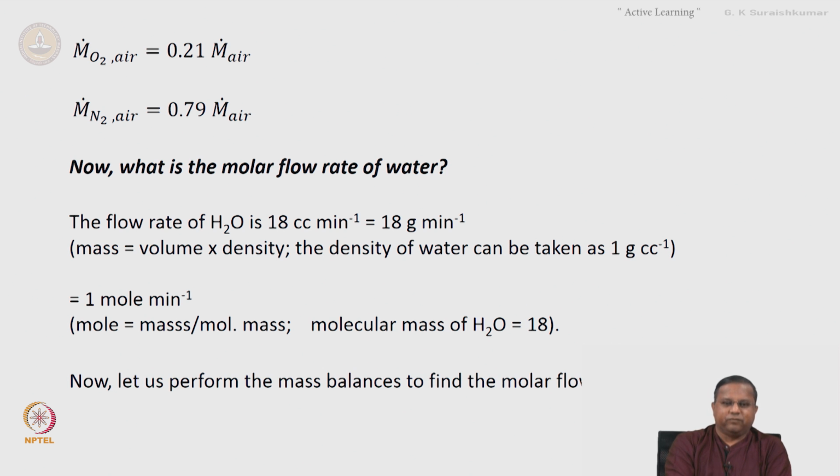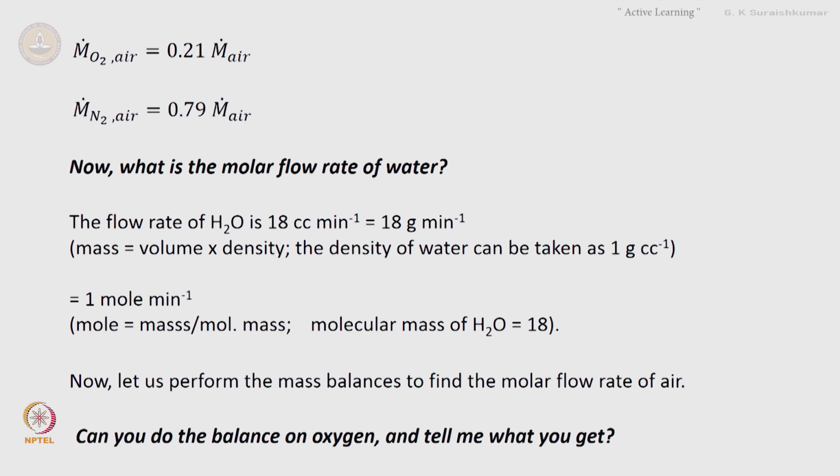Now, let us perform the mass balances to find out the molar flow rate of air. Present this and then say, can you do the balance on oxygen and tell me what you get? See, you are directing them to do a balance on oxygen. Doing a balance on oxygen is a straightforward thing that you are asking them to do. In the problem they will have to figure it out themselves. Here you are directing them. So, give them some hints and they could do it.